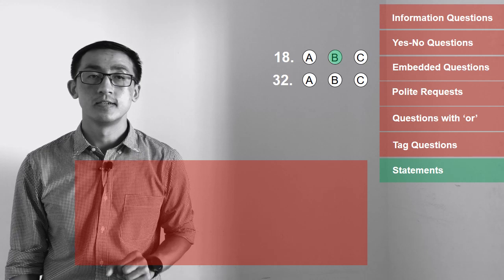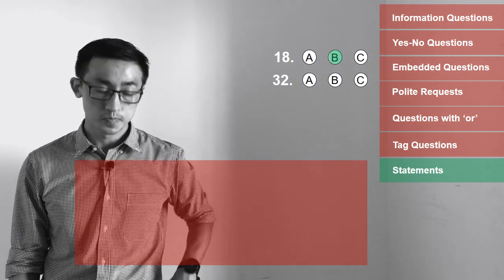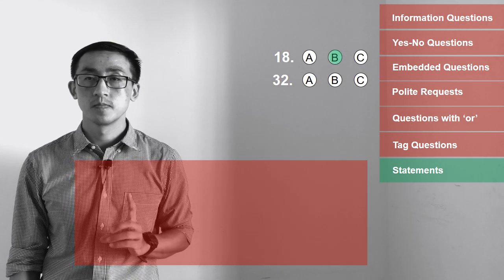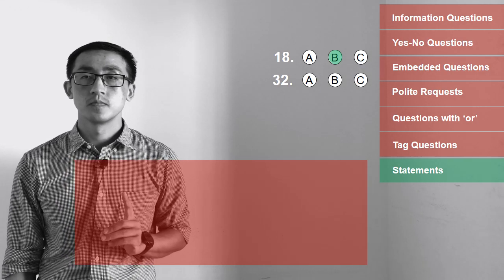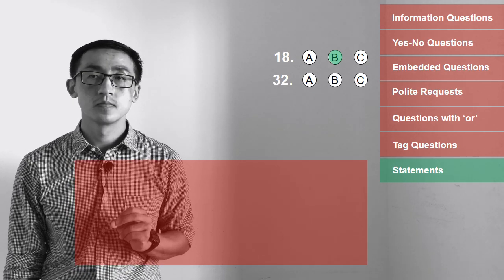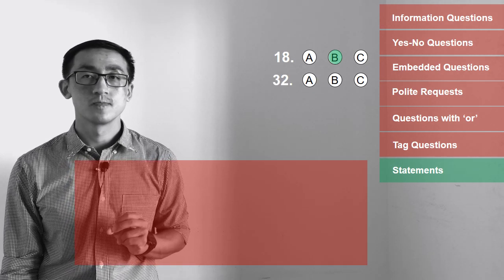Number 32. I can drive you to the airport tomorrow if you need transportation. A, Thank you, but it's been arranged. B, Yes, I can take you there. C, That's the station over there.